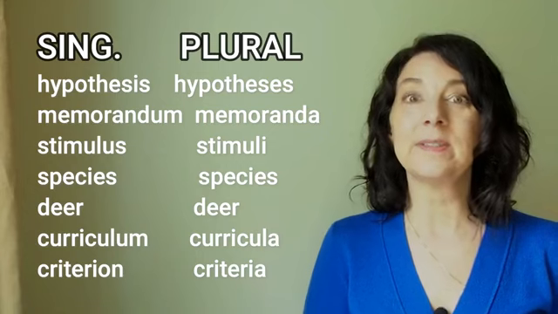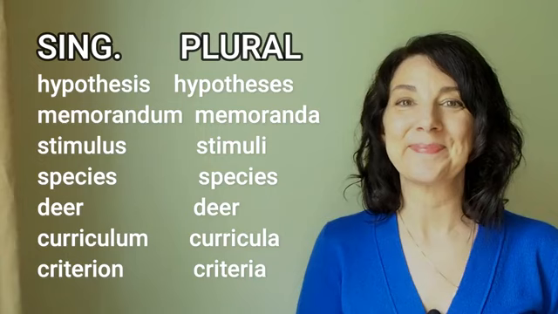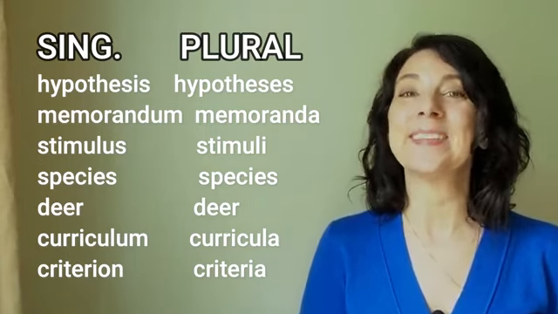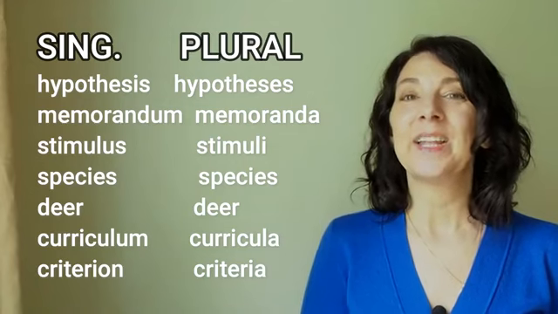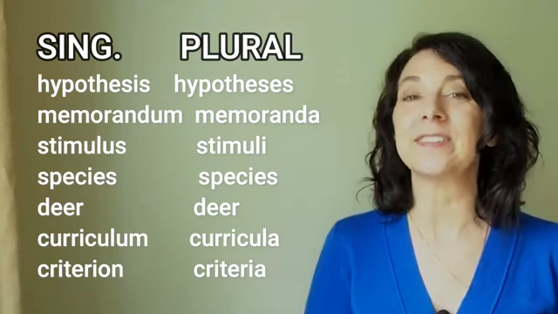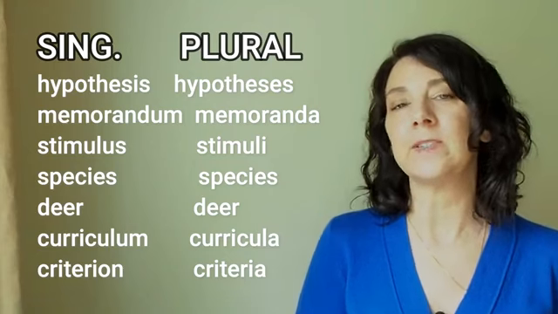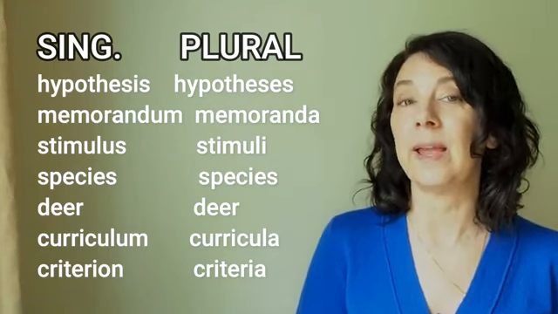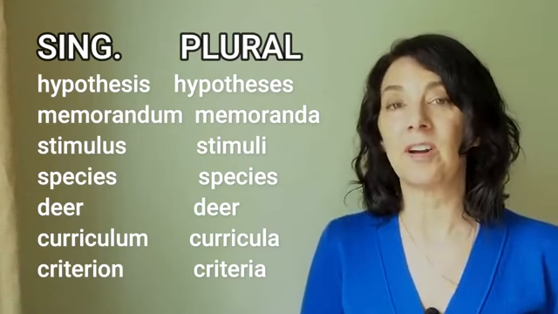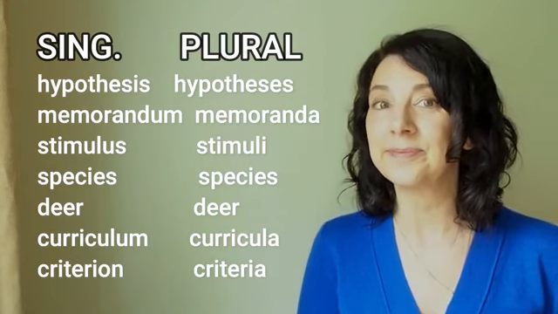Number 4, species. The plural form is the same, species. Number 5, deer. The plural form is the same, deer. Number 6, curriculum. Curriculum is the material that is taught in an academic course. So for example, when I teach my classes, I have to follow a curriculum. It's a kind of plan of the material that is taught in a class. And the plural form is curricula.